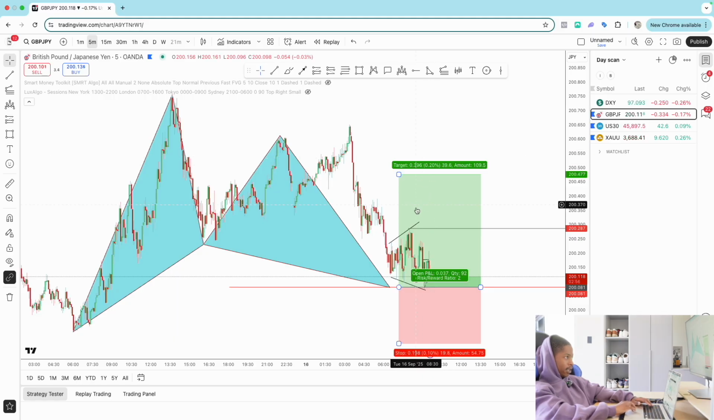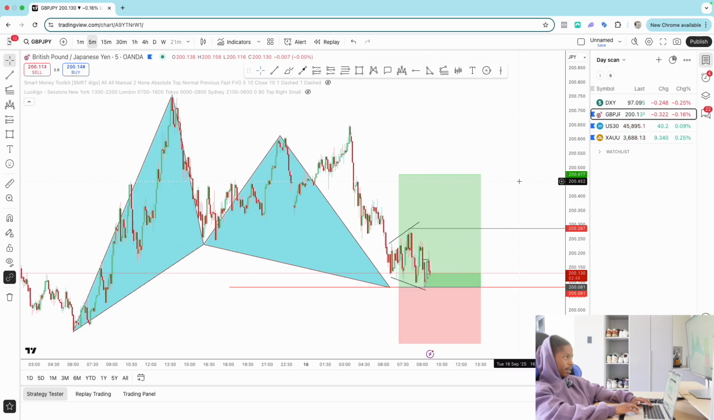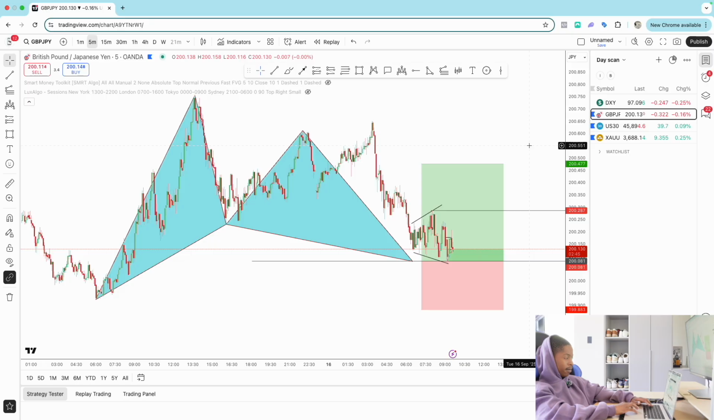So this, I'm going to adjust it once price breaks above these areas. These areas here, it will be nice. Well, let me just charge my stuff.